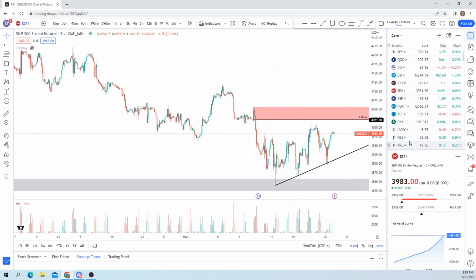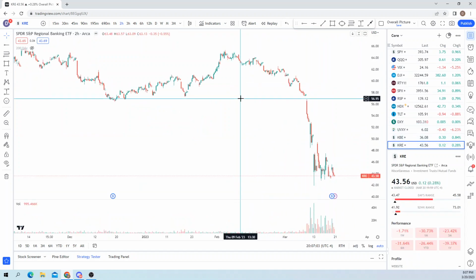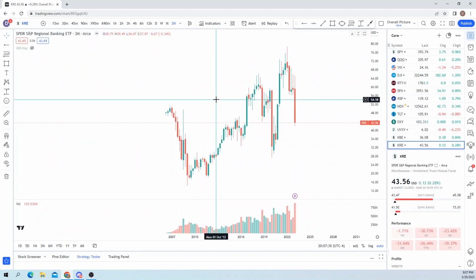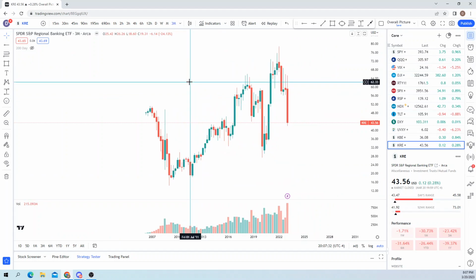I also had this on KRE. So KRE has been falling off a cliff, right, because of all of the regional bank news. Even today, you had FRC, First Republic Bank, down like 50% at one point. It got halted a few times today, and a lot of the news headlines that I saw today were centered around the regionals. So I'm looking at this 3-month demand. It's a quarterly demand, right?